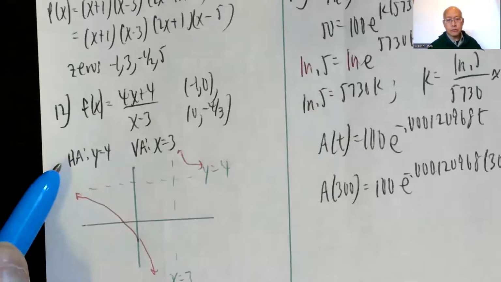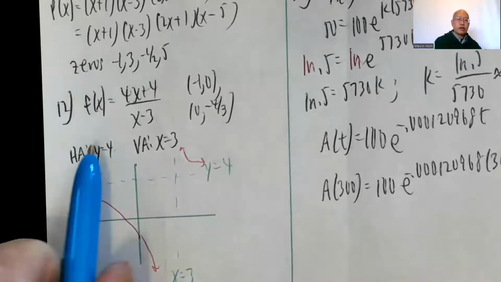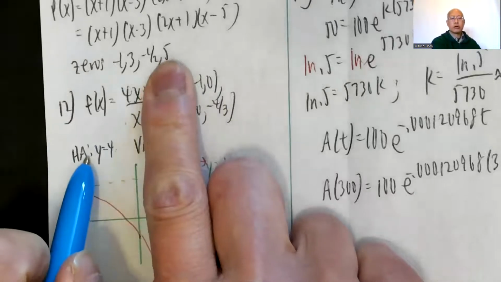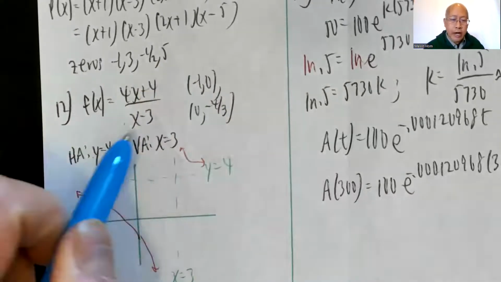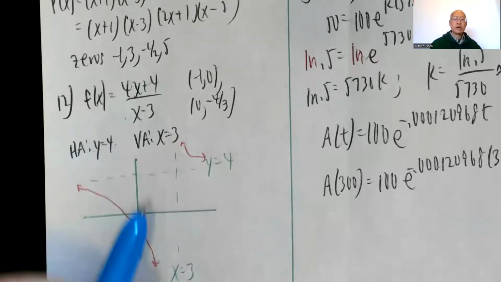Number 12, horizontal asymptote. They're both first degree, so you just look at the leading coefficients, 4 divided by 1, which is 4. So horizontal asymptote, y equals 4. Vertical asymptote, x equals 3. So y equals 4, x equals 3.